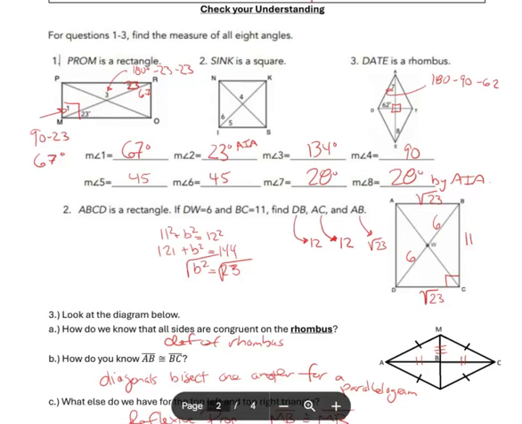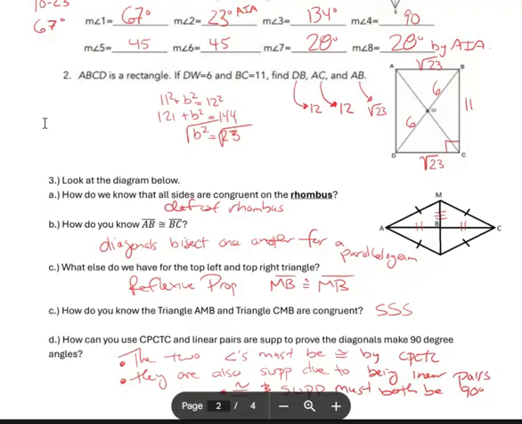And if that's 28, then the alternate interior angle down by where 8 is also going to be 28 degrees. Number 2 says ABC is a rectangle. If DW is 6 and BC is 11, find the other ones.